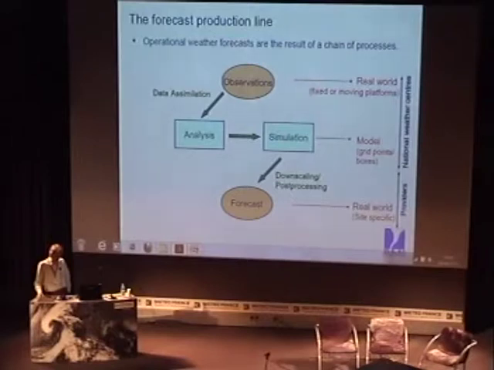But to be useful, the forecast has to be translated from model space into the real world. And you use methods like downscaling or post-processing to achieve that. Again, another source of uncertainty. They can make the forecast more accurate in some respects, but there is always a trade-off. We'll see that later.